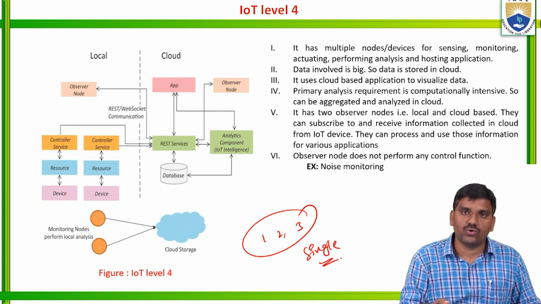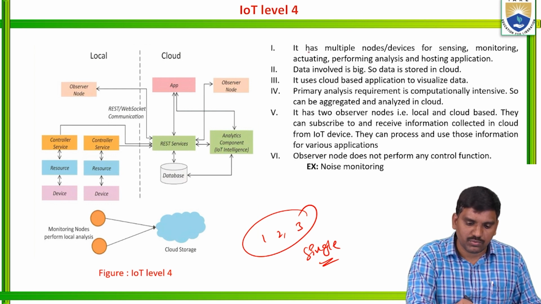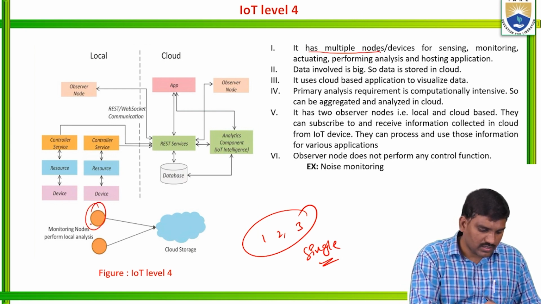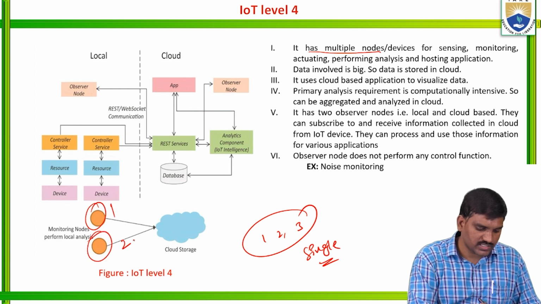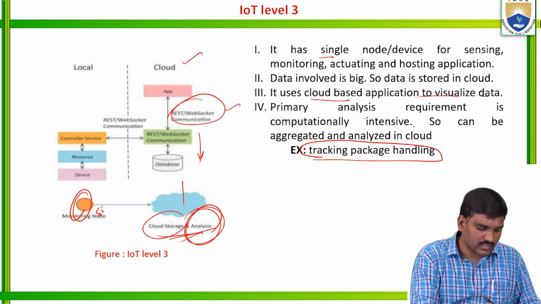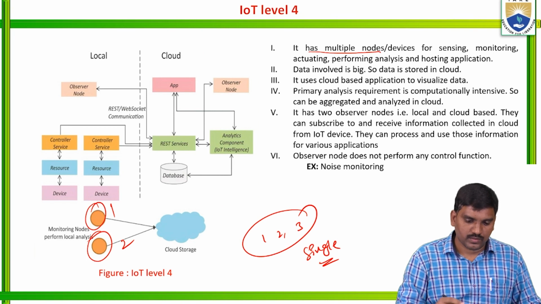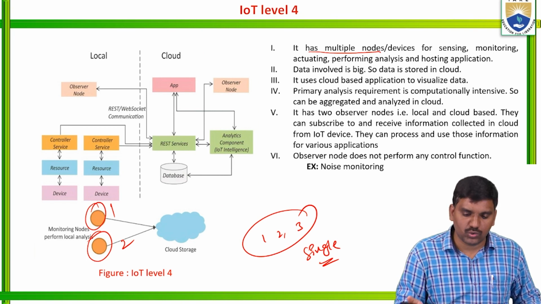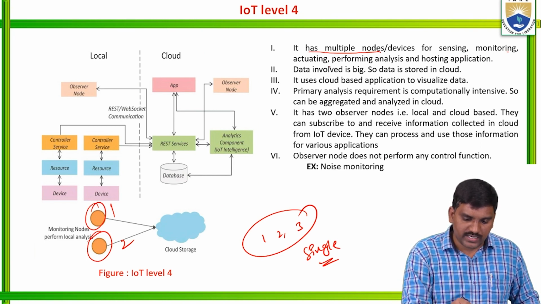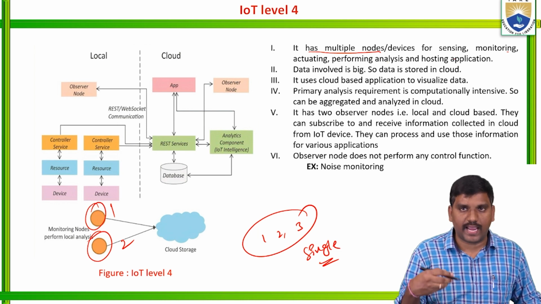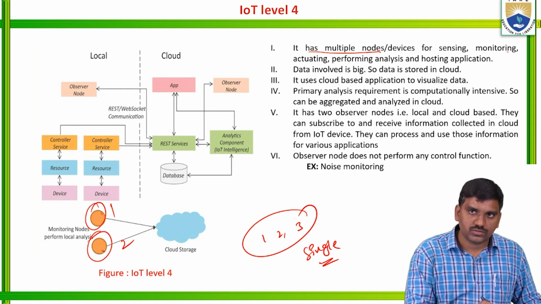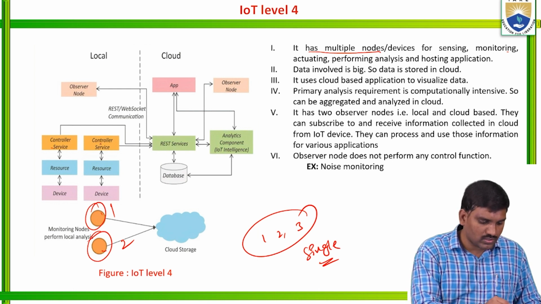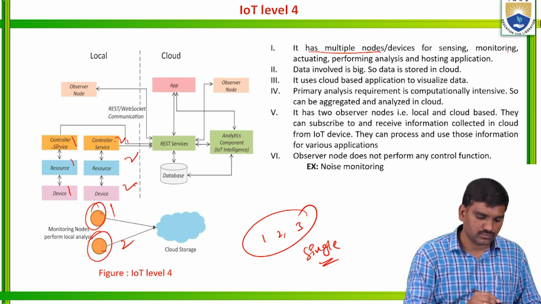But from level 4, it has multiple nodes. Level 1, this is 1, this is 2. This is only single. It has multiple nodes, devices for sensing, monitoring, actuating, performing analysis and hosting the applications. So if you have 2 nodes, here there are 2 control services: control service 1, control service 2, resource 1, resource 2, device 1, device 2.